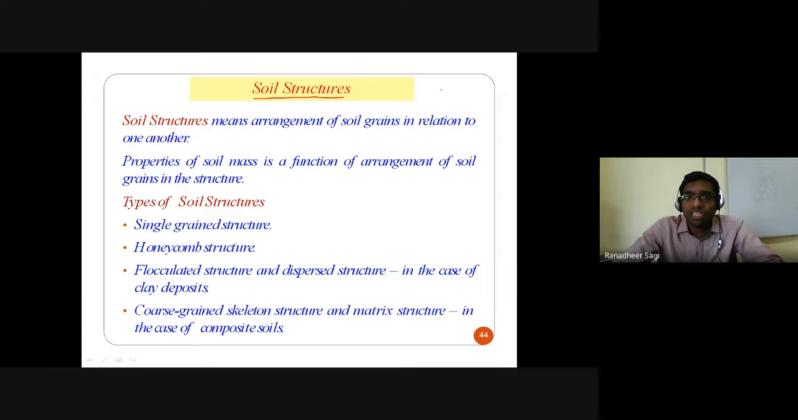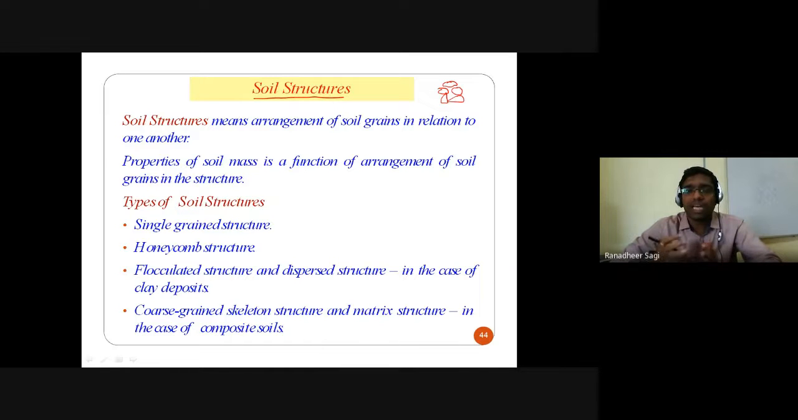So let's say one soil grain is like this, another soil grain is like this, another soil grain is like this. How those soil grains are arranged with respect to one another, because of the bonding between them or because of any other forces of attraction existing between them. How the particles get arranged or oriented in the process is what we call soil structure.